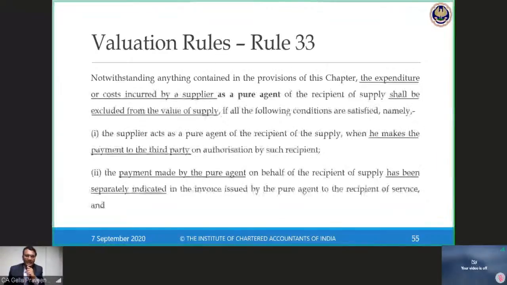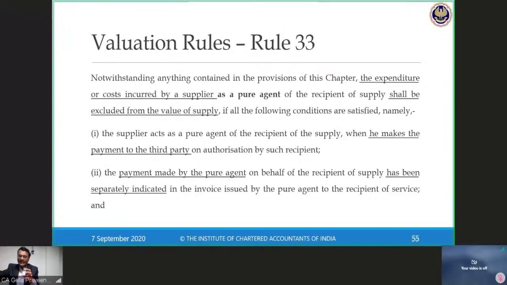Rule 33, which talks about your pure agent. This Rule 33 is more relevant from my first example point of view. It says that as a pure agent, I can set off some expenses from my value of supply where I make a payment to a third party on behalf of the recipient of the supply, and it has been separately indicated. I act as an agent on behalf of the principal.